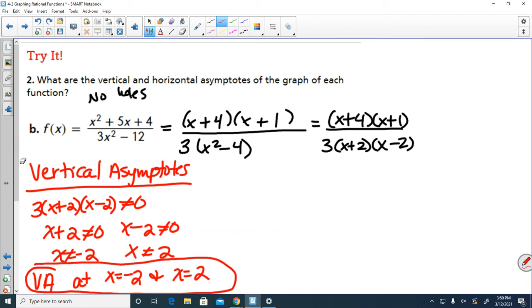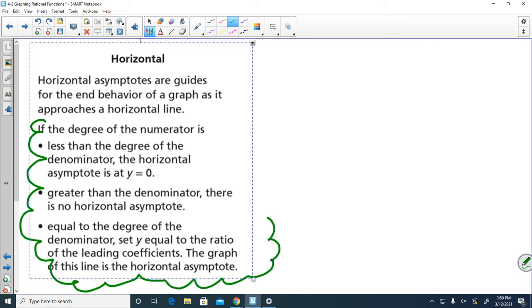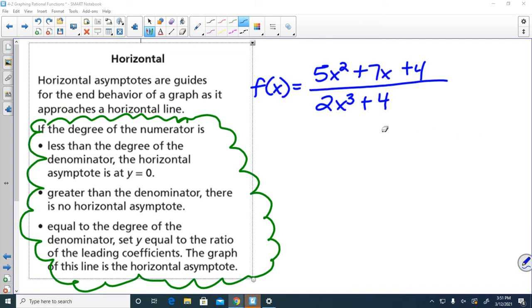We also have to find the horizontal asymptotes. To find horizontal asymptotes, there's a set of rules that you're going to need to keep track of. So you need to make sure that you get these rules down. It has to do with the degrees of the numerator and the denominator of the polynomial. When I say degrees, the degree of the polynomial is the highest exponent that polynomial has. So that would be the degree of the numerator. And then 3 would be the degree of the denominator.